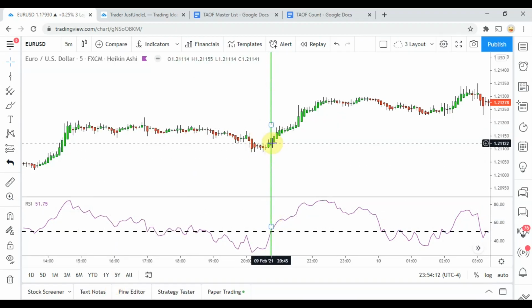All right, there we go. I had the value of the RSI turned off there. But you can see over here, looking at the coordinates of the RSI, if I hover over this candle, you see that it crosses up to 51.75.